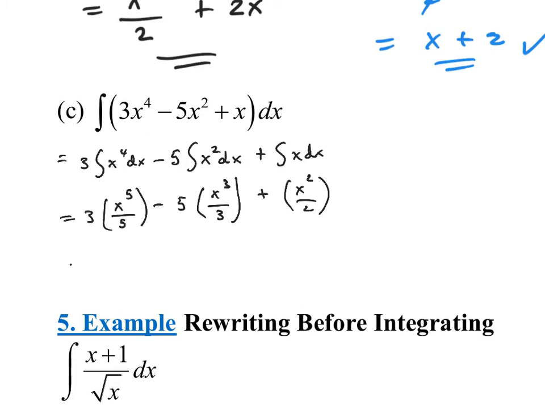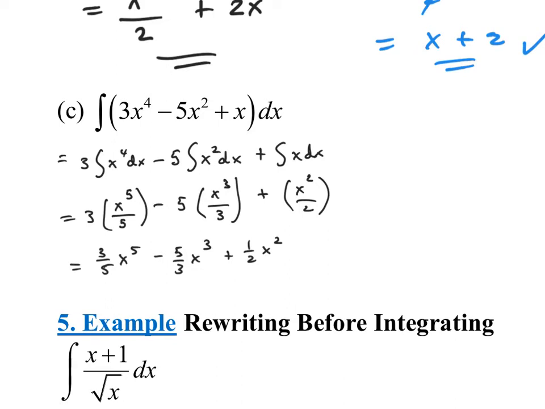Of course, our answer here is going to have a plus c in our final answer, but what I'm getting is 3/5 x to the fifth minus 5/3 x cubed plus 1/2 x squared. You can write them as fractions. You could have kept them essentially how we had it written before, but I like writing them as constant multiples.